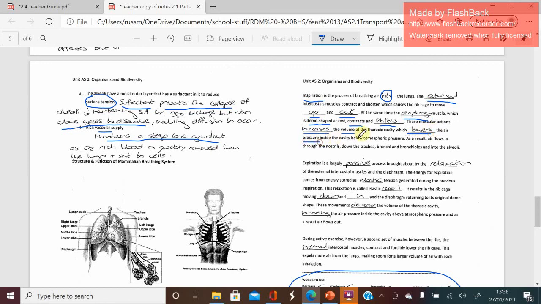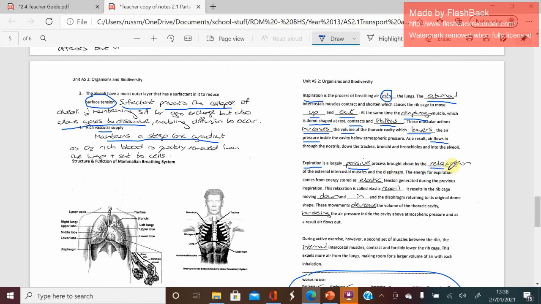And when the air pressure goes down inside your chest, then it is now greater outside than inside, so air gets forced in. As a result, air flows in from high to low through your nostrils and down into your alveoli. Expiration then, or exhalation, is largely passive. I say it doesn't require your internal intercostals to do much.